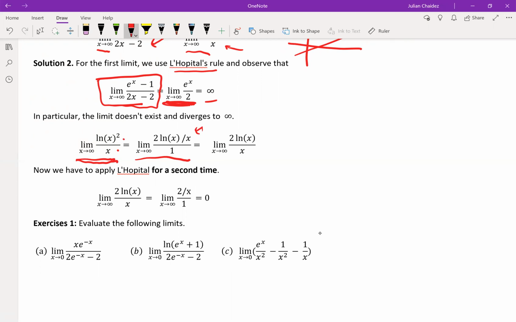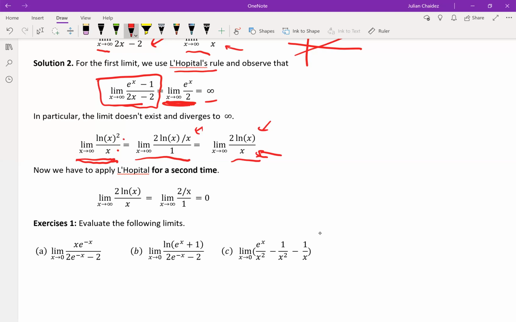And now what you'll notice is that I'm again in a situation where both the top and the bottom diverge. The top part is now 2 ln x, not (ln x)^2, but that still goes to infinity as x goes to infinity. And the bottom term is x, and the limit of that as x goes to infinity is also infinity. So in order to apply L'Hopital, we actually have to do it again. We have to apply L'Hopital a second time.